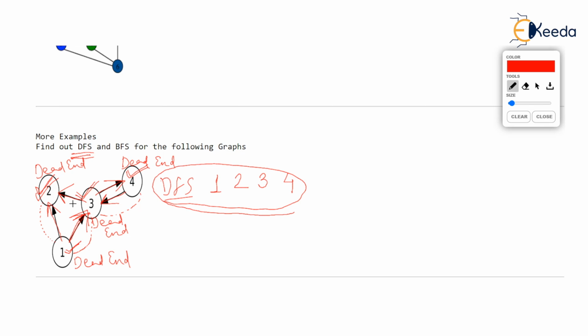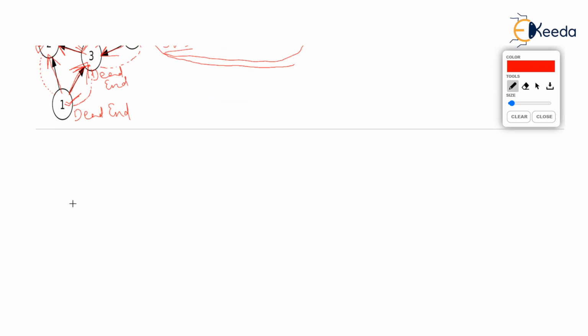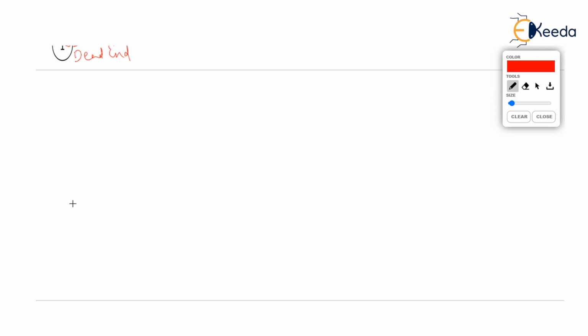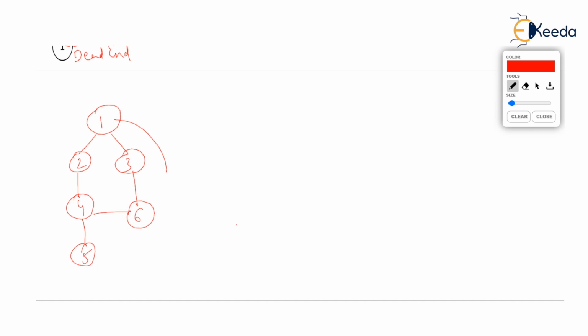Okay. Before we close the video, I will draw some arbitrary graph. Believe me, even I don't know what I am drawing. So suppose we have an undirected graph somewhat like this. Just check. This is the graph we are having. Okay. So what will be the DFS of this graph?